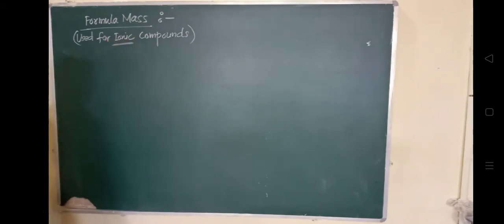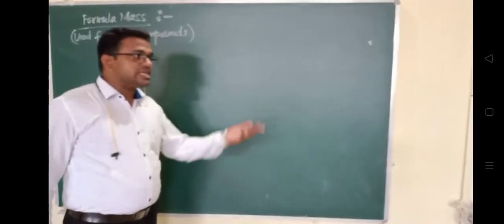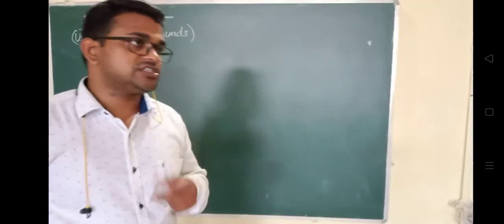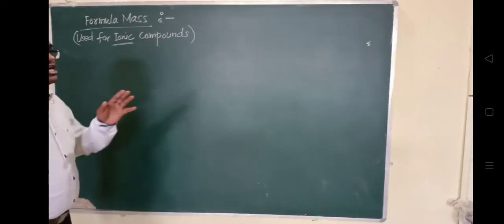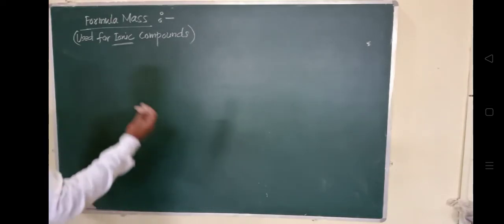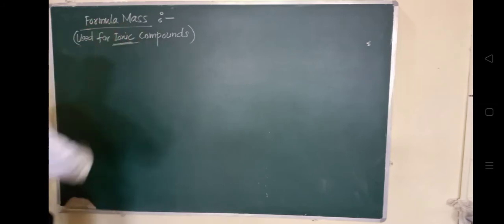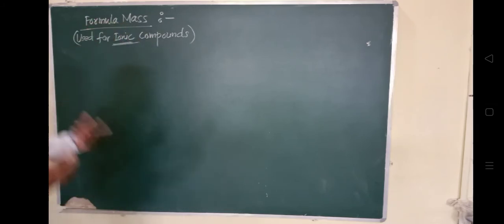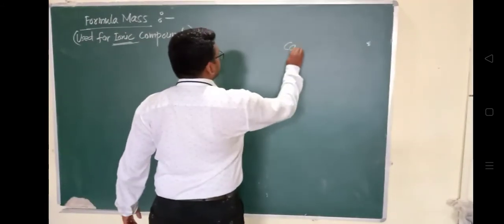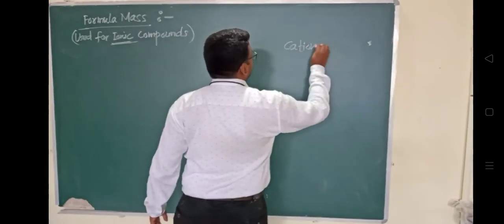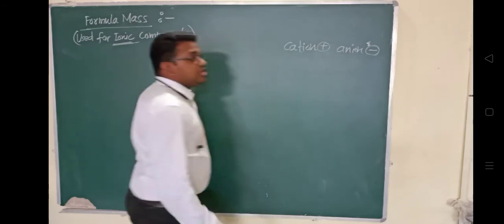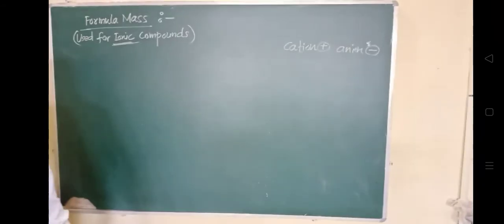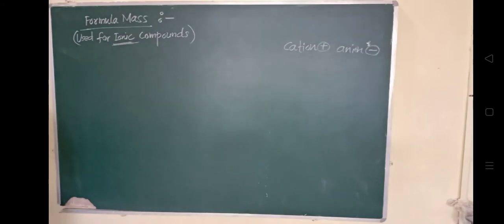What is the meaning of an ionic compound? When the compound splits into ions when it is dissolved, or in its aqueous solution, that will be called an ionic compound, which forms ions like cations with positive charge and anions with negative charge. So if we get these particles, cations and anions, in the aqueous solution, that will be called an ionic compound.